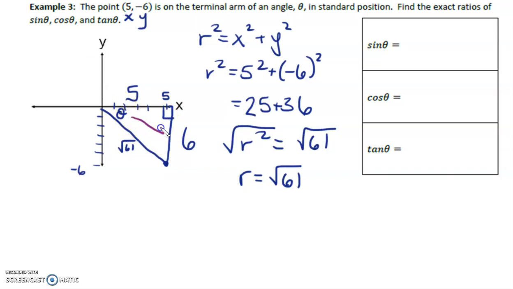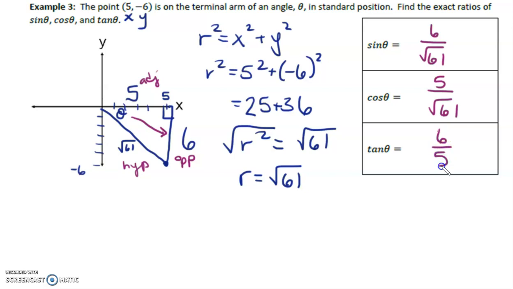So I'm going to label the 6 as opposite, the 5 as adjacent, and the root 61 as hypotenuse. And I'm actually going to sub them into sine, cos, and tan with the root 61. So I get 6 over root 61 for sine. For cos, I get 5 over root 61, and then I get 6 over 5 for tan.